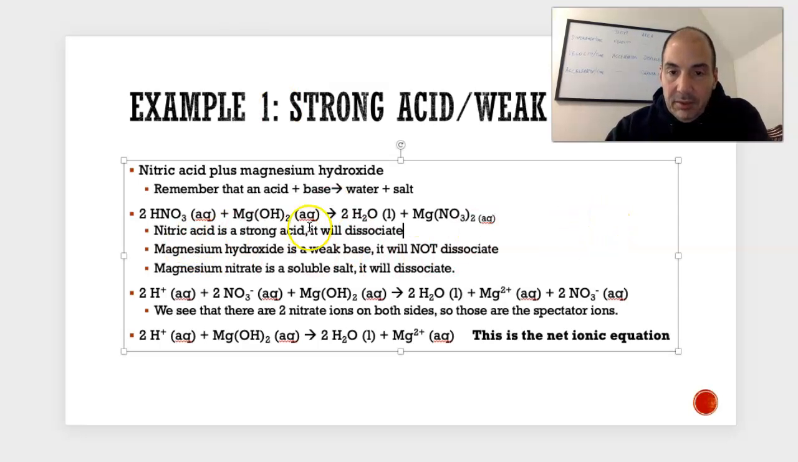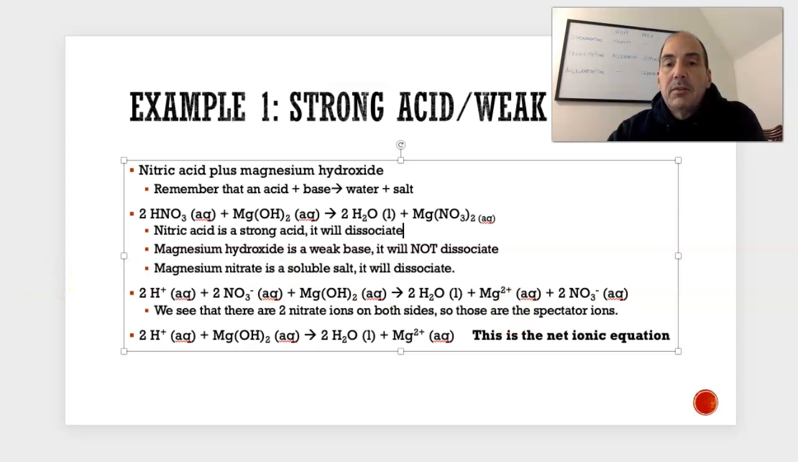We know that nitric acid is a strong acid, so it does dissociate. We know that magnesium hydroxide is a weak base. It does not dissociate. And magnesium nitrate is a soluble salt. It does dissociate. So this would be the complete ionic equation. And then, of course, we have to eliminate our spectator ions, which are the 2 nitrate ions. And so we're left with 2 hydrogen ions plus magnesium hydroxide makes 2 waters plus magnesium ions. So that is our net ionic equation.